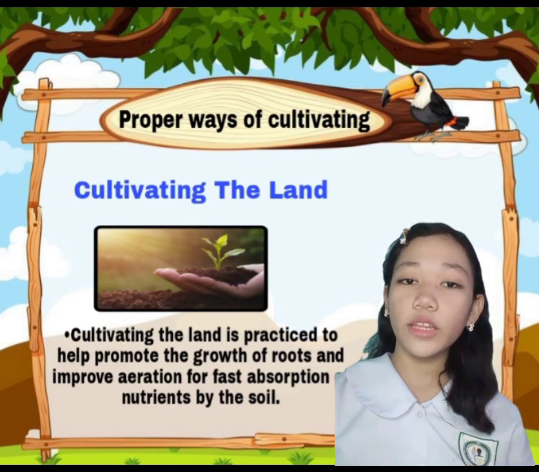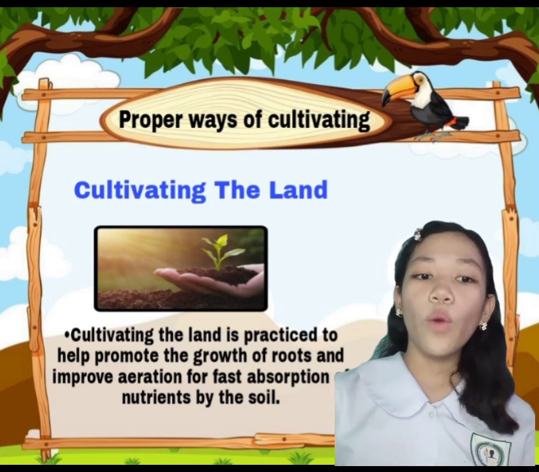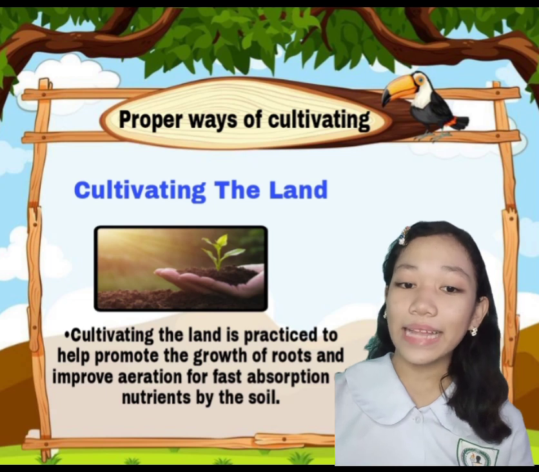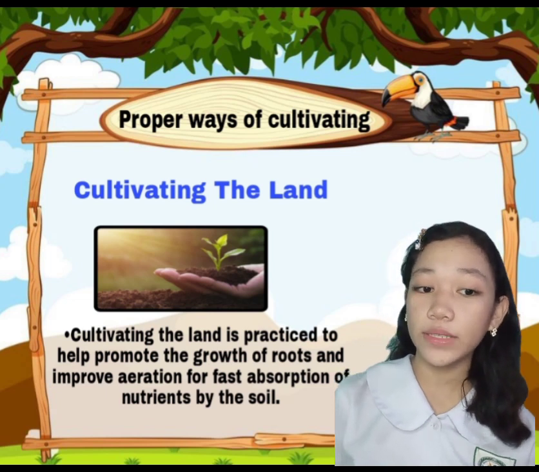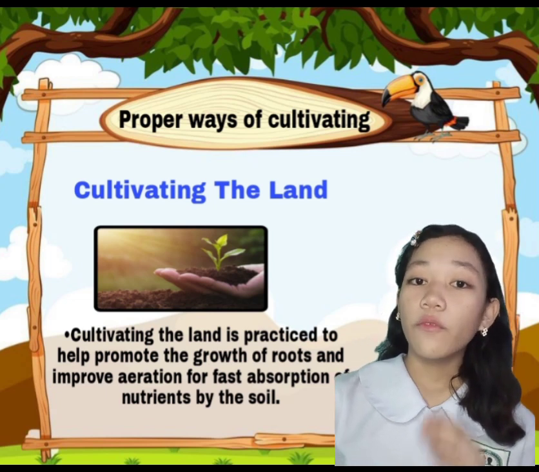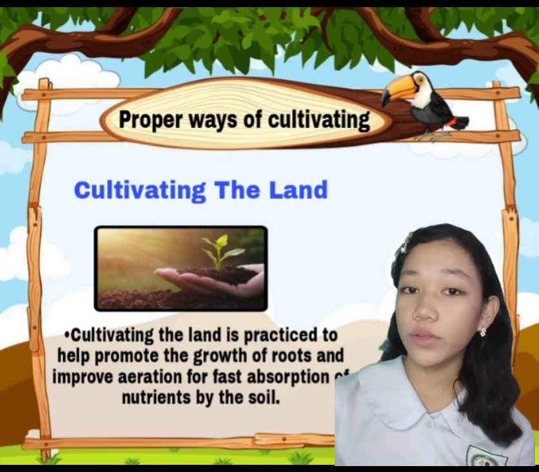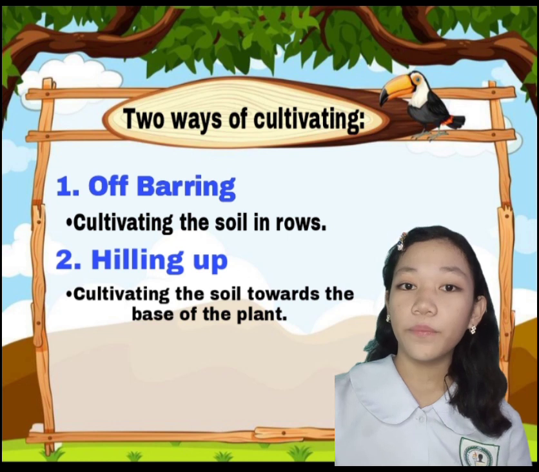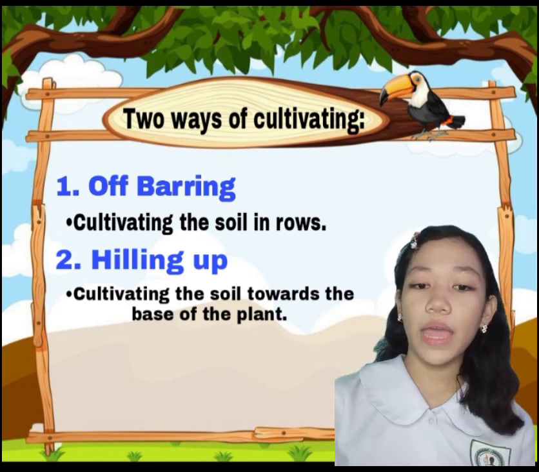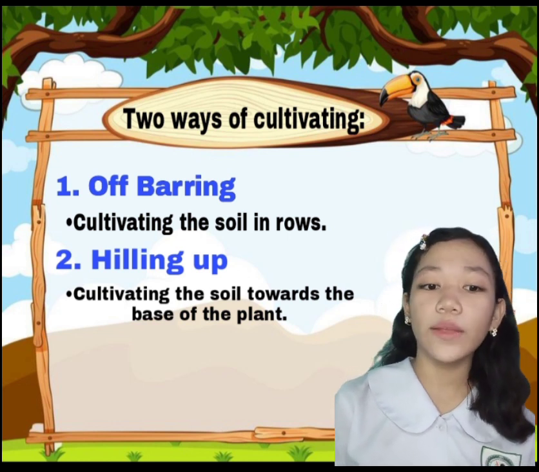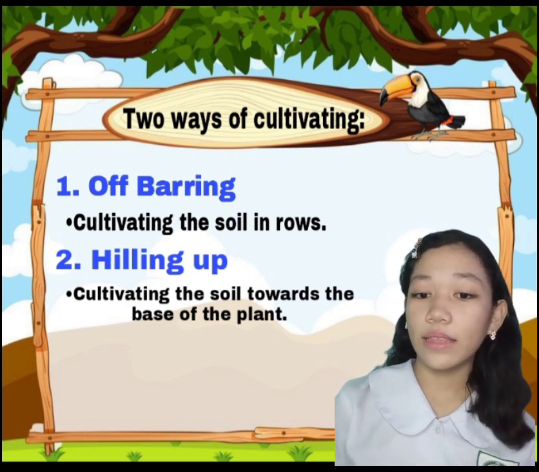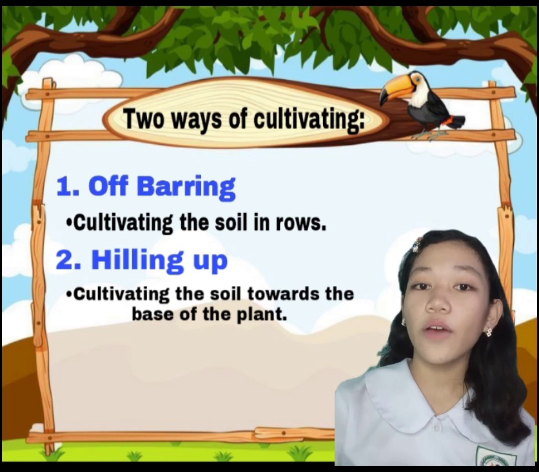Proper ways of cultivating. So first, what is cultivating the land? Cultivating the land is a practice to help promote the growth of roots and improve aeration for fast absorption of the nutrients by the soil. There are two ways of cultivating. Number 1, off-barring, cultivating the soil in rows. Number 2, hilling up, cultivating the soil towards the base of the plant.